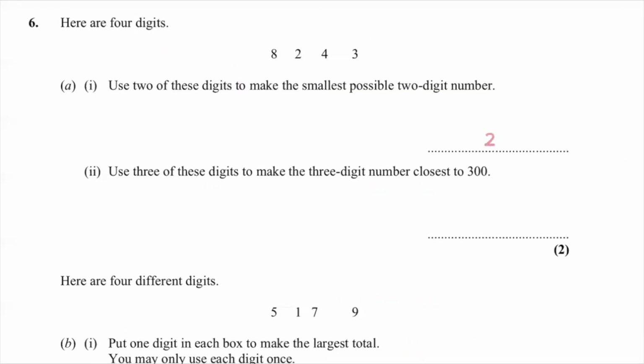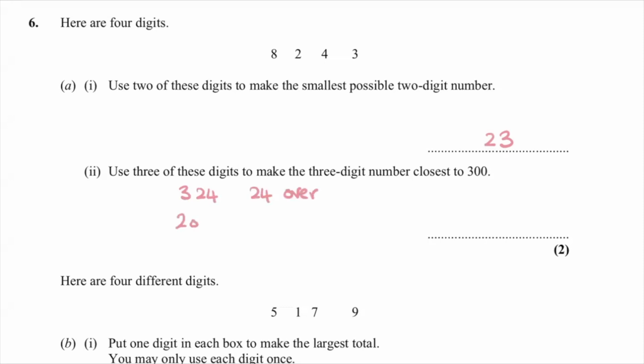Okay, 23 is the smallest 2-digit number that we can make with those 4 digits given. For the 3-digit question, we want to get closest to 300. Now, we can't just assume the first thing we see is correct. So I could make 324. Now, that is 24 over. So I'm 24 away.